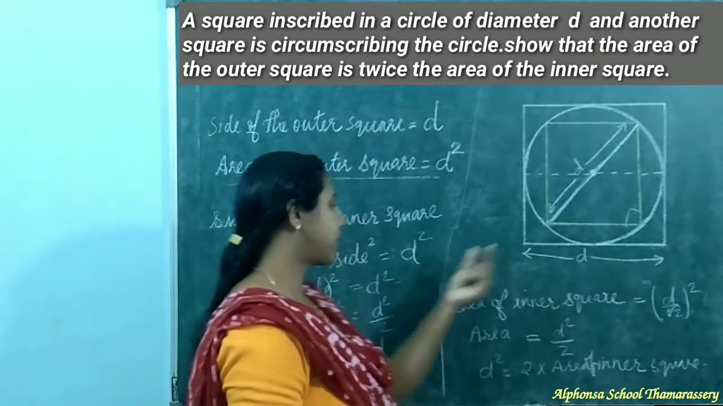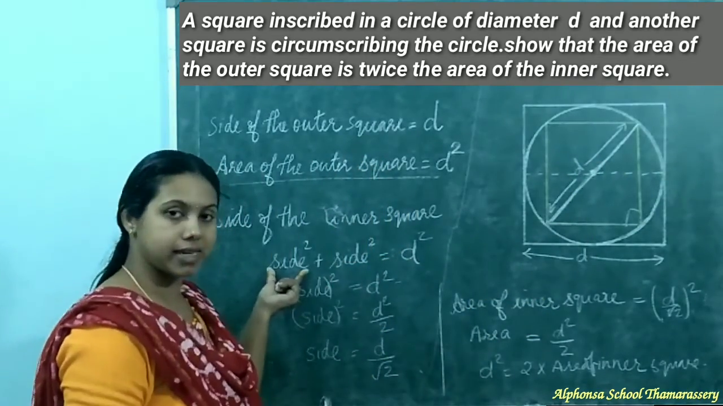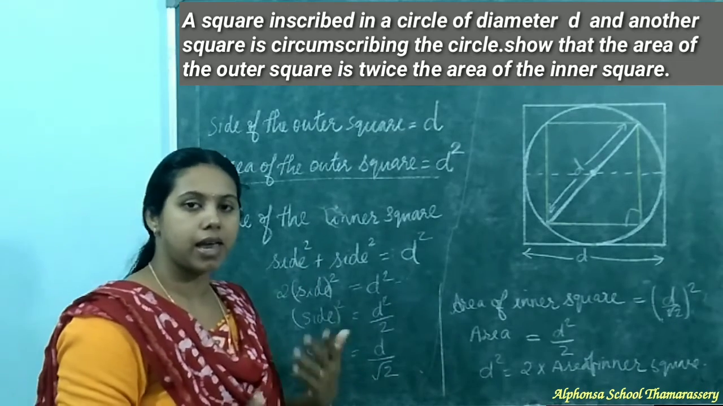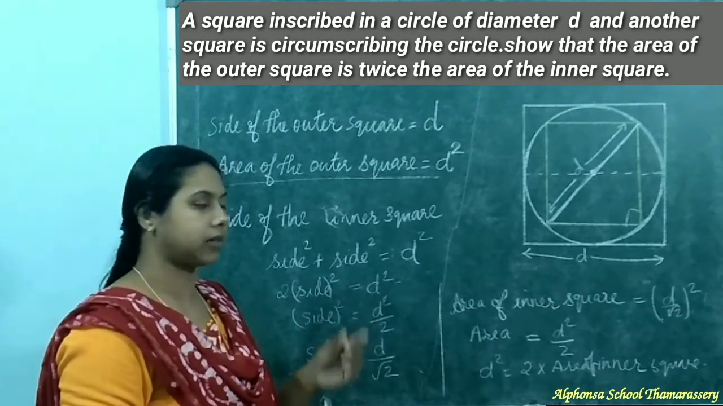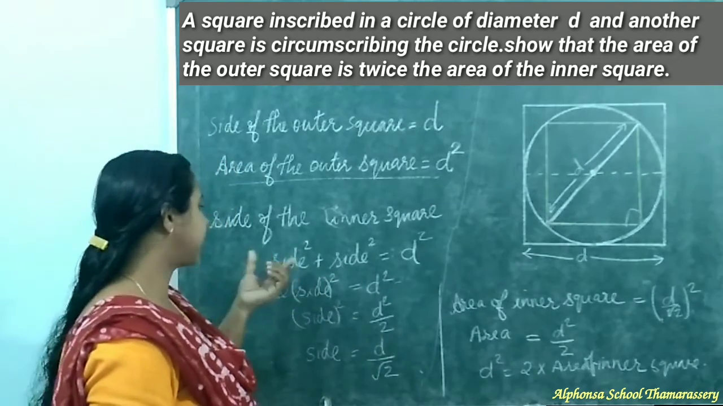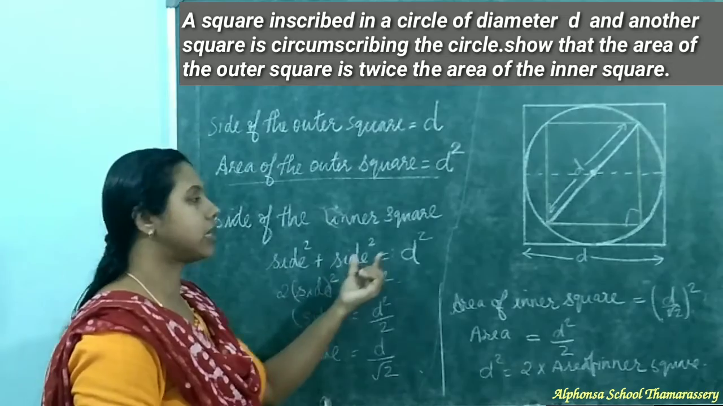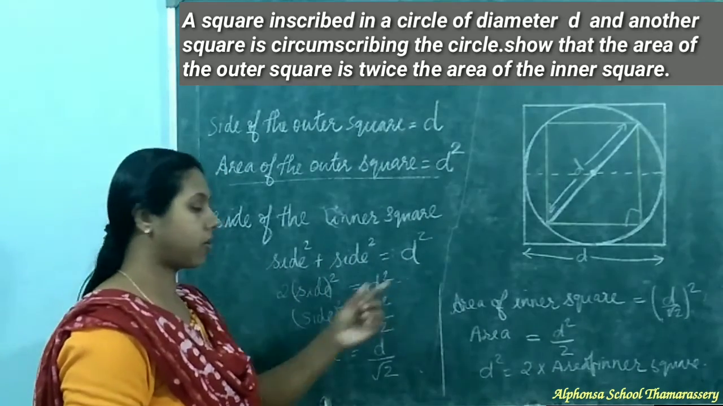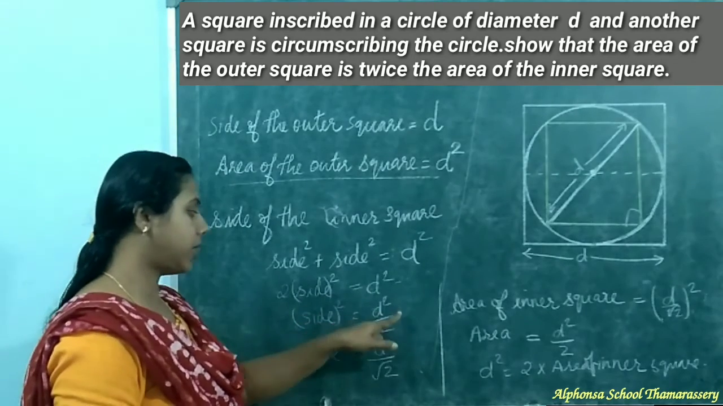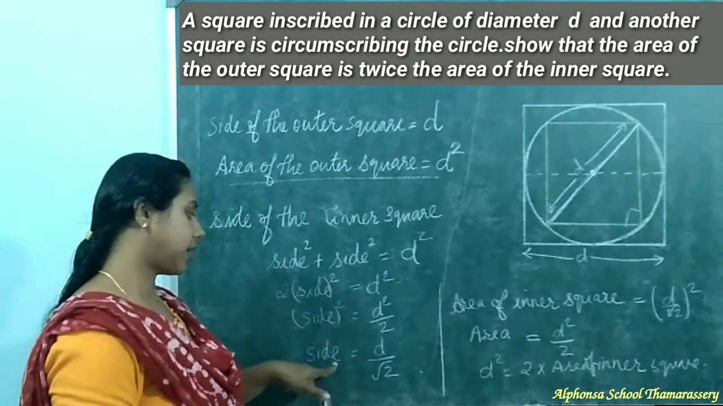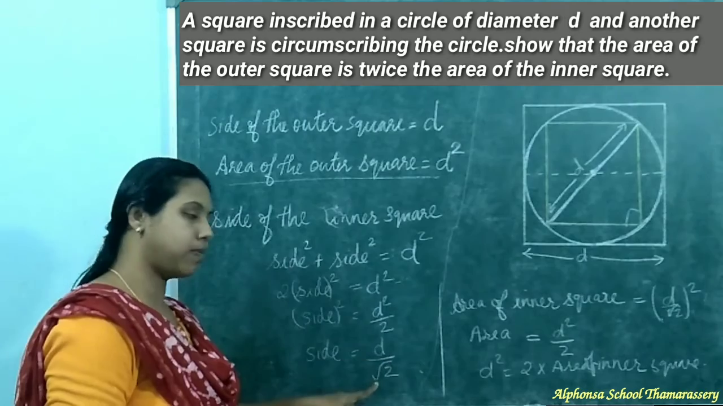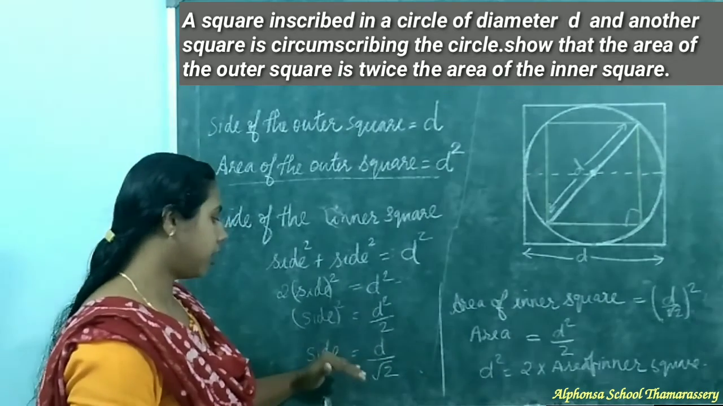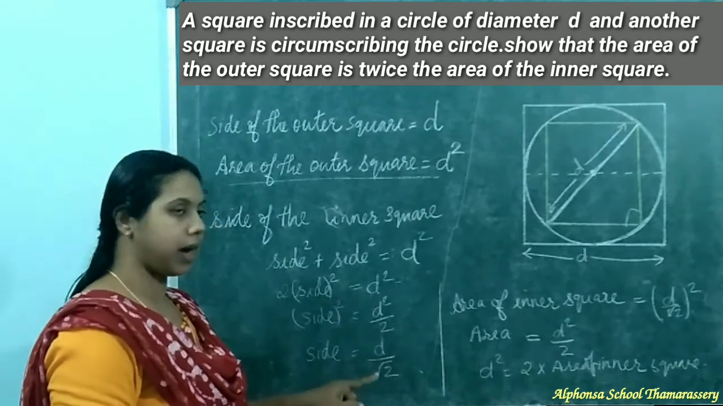We don't know the side, so I take this as a side, or instead of side, you can take any variable x or y, whatever it is. If you are taking a variable like x, then it will be x square plus x square is equal to d square. So it will be 2x square is equal to d square. So x square is equal to d square by 2. So x is equal to square root of that, d by root 2. Now we got the side of the inner square, that is d by root 2.